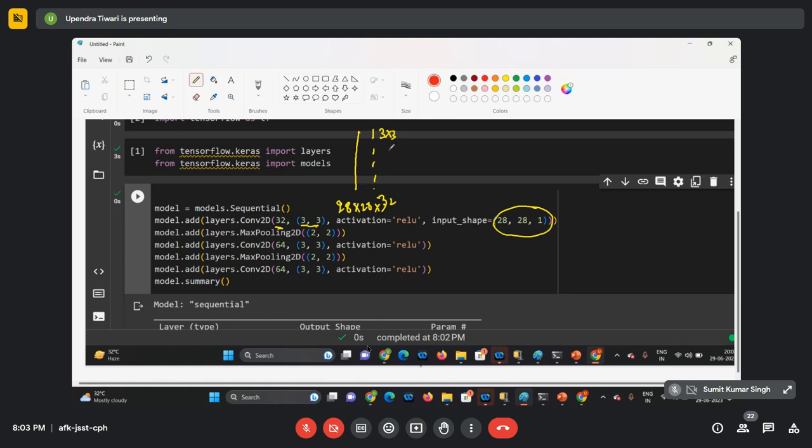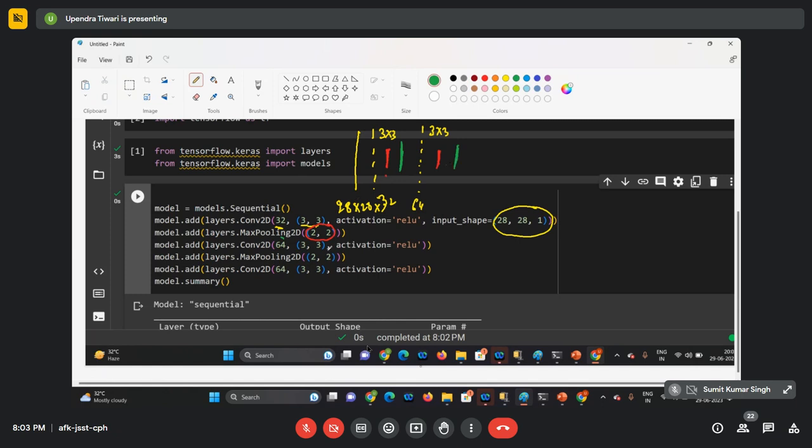Then we have this ReLU. And after this ReLU, we have pooling. And for the pooling, what is the window size we have taken? 2 by 2. So this is our pooling. After that, next we have used 64 filters, and each filter will have a size of 3 by 3. Then you have this ReLU, and you have this pooling.